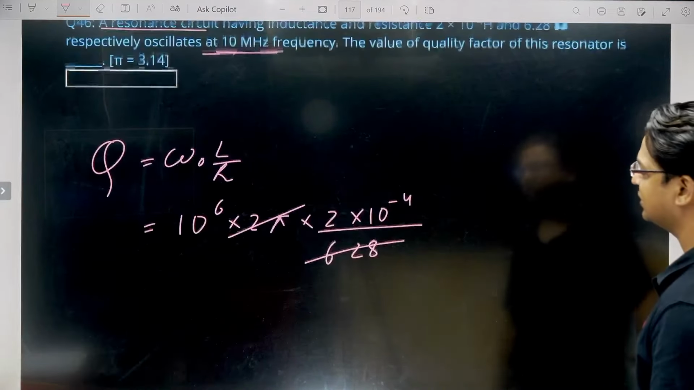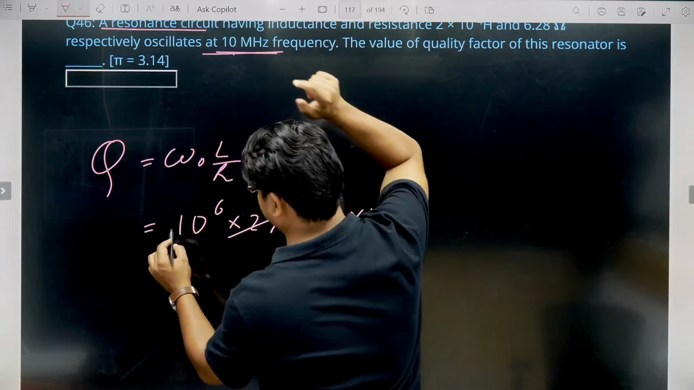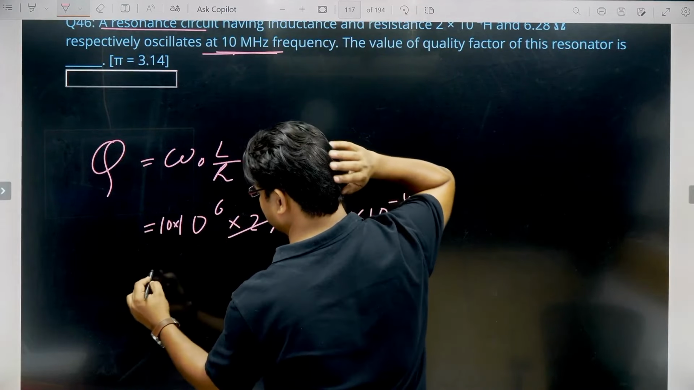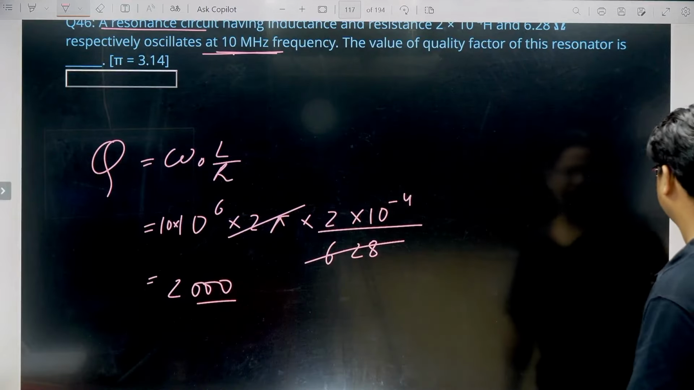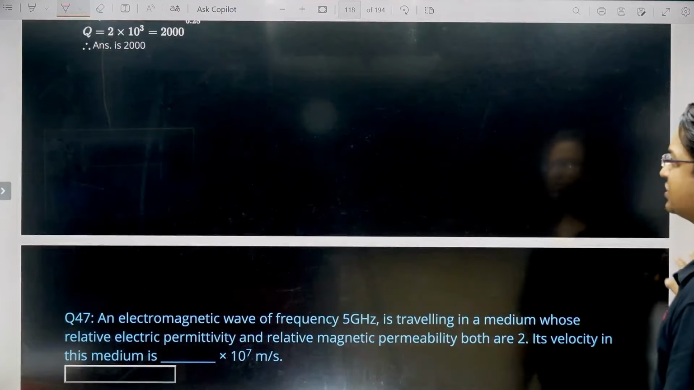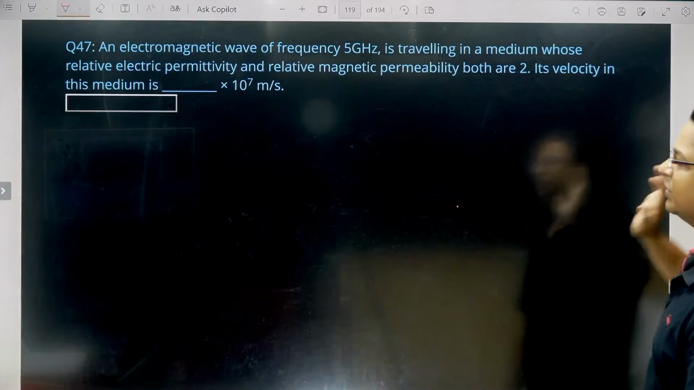Oh, I missed something. It was 10 megahertz. I only paid attention to mega. So a factor of 10 will also be there. So it is 2000. All right, students, that is 2000. Okay, next we go to second question of the numerical section.